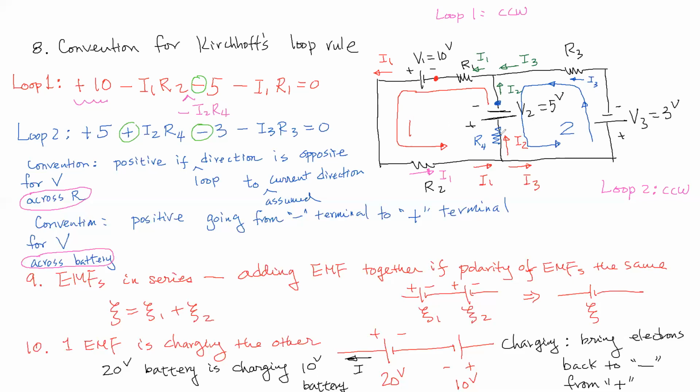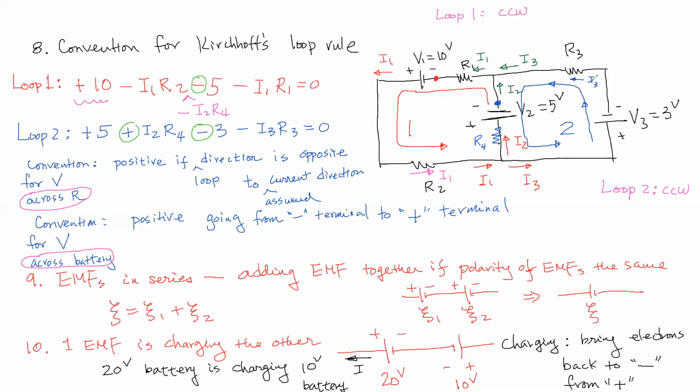And then this one here is the opposite direction. The current direction is opposite to the loop direction. The loop is going down, but the current I2 is going up. So then it's positive. So I add positive I2 R4. And now I'm continuing this way. Notice this is I3 now. I3 is going this way, but I go from positive to negative for the battery. So that's a minus. So I have a minus 3 right there.